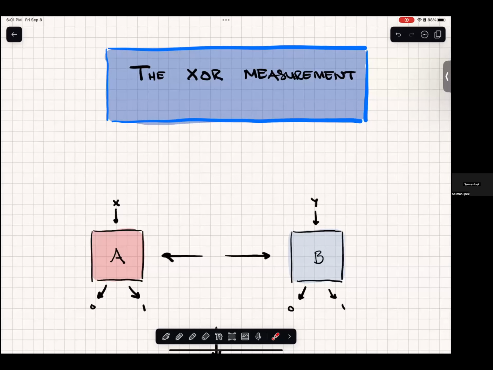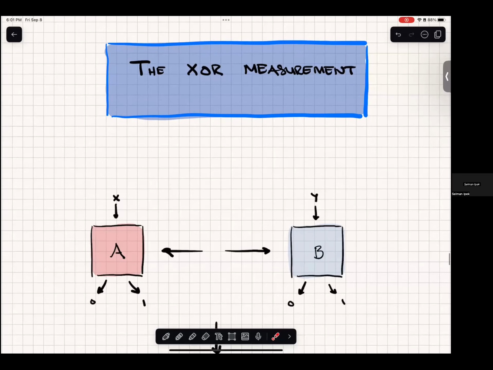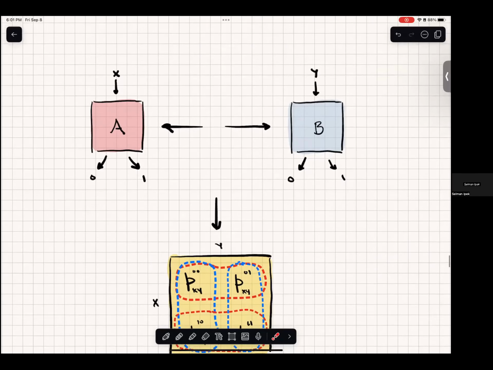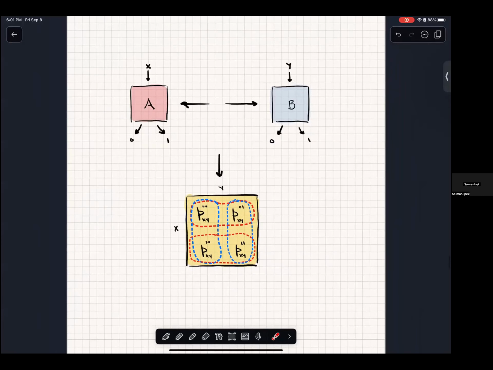Hi, everyone. Today is another edition in our sequence on measurement statistics, quantum non-locality, quantum contextuality, and the topological approach to these things. Getting right into it, the XOR measurement. We want to consider the simplest possible situation.